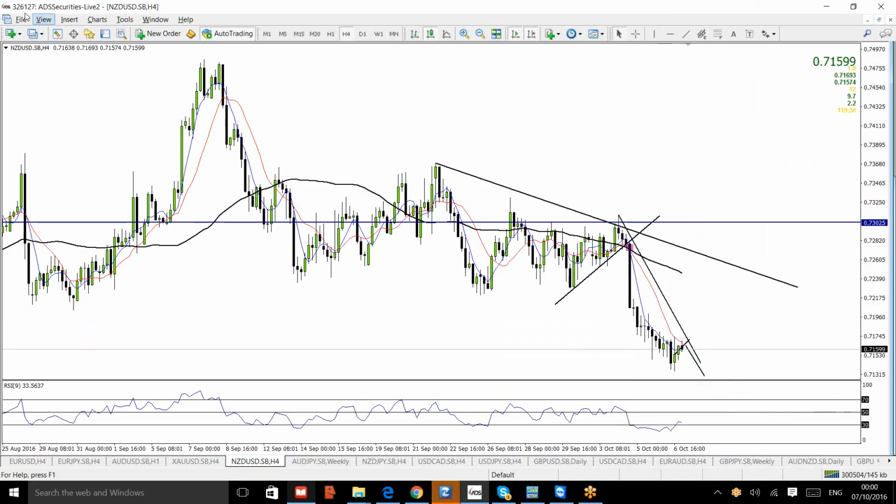Do you understand? Classic example I'm going to show you here. Bearish engulfing, right?